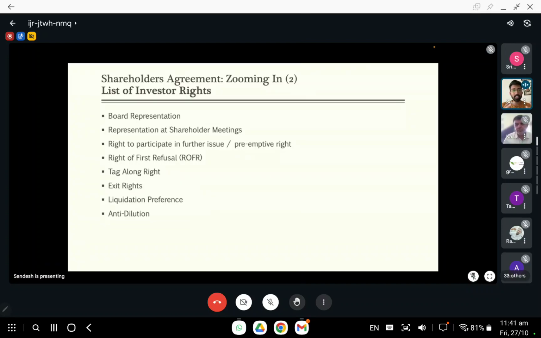So board representation and representation at shareholder meetings, simply put, they're going to say that any time a board meeting is held, you have to give me notice, and if I am not there, then you cannot hold that meeting. Or rather, they also ask for veto rights, right? They ask for reserved matters where they say that, look, you can hold your board meetings at any point in time. You just give me the notice. Even if I don't attend it, it's fine. You hold the board meeting.